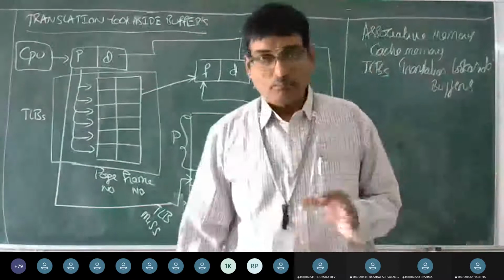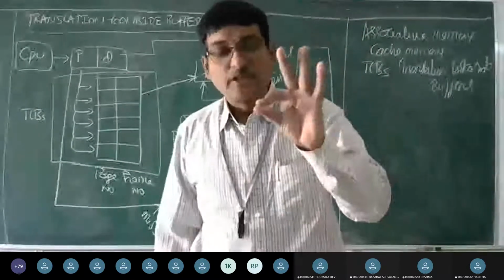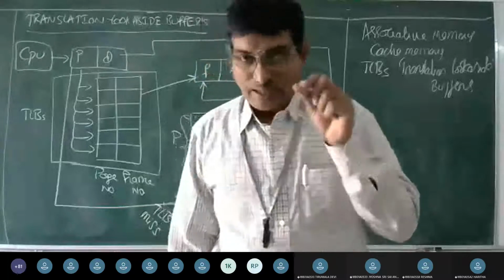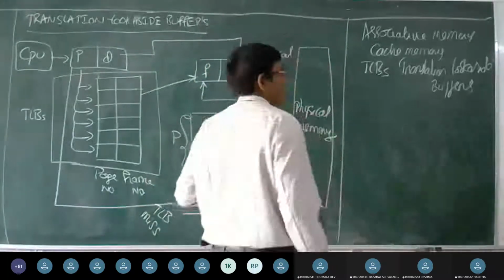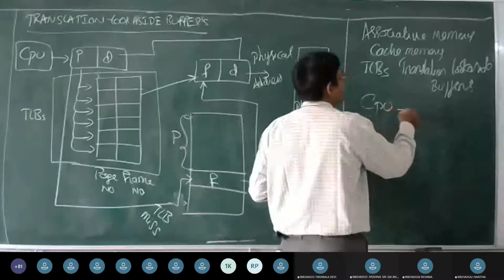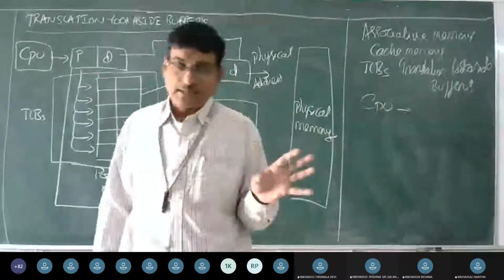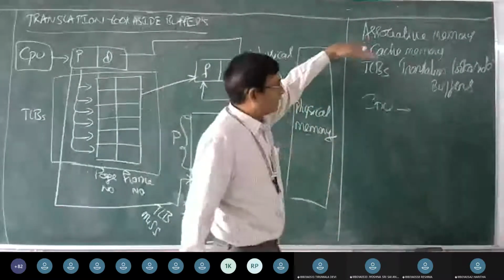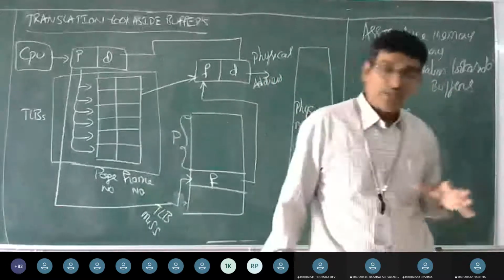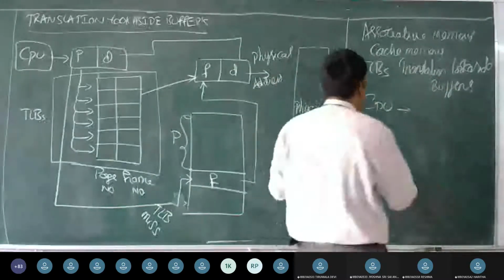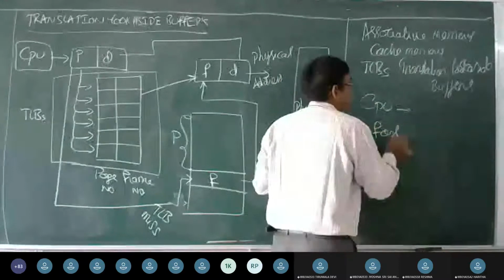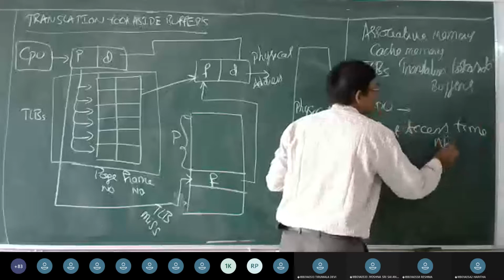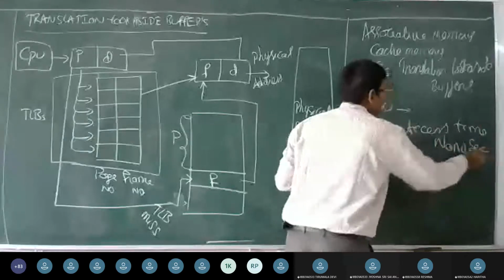Translation look aside buffers. You are aware that either a register or a buffer is going to store a temporary storage of allocation, and that allocation is raised by the CPU through the addresses. So associative memory or cache memory or translation look aside buffers are going to have fast access time, and it is going to be measured in nanoseconds.